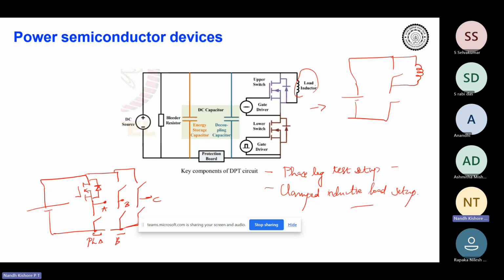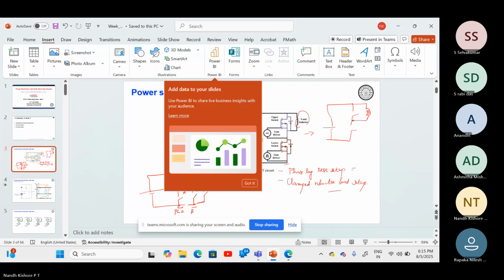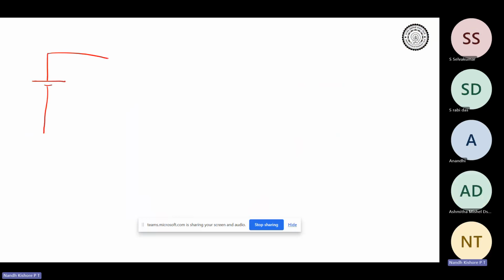But what is the essential purpose of this DPT circuit, or what do we do with this circuit? That is what we want to study. Before we go further, why are we using this kind of circuit? Why are we using a DC source, two switches like this, and an inductor connected across the top device? Let me take a new slide here and redraw the circuit for ease of understanding. So you have a device over here.